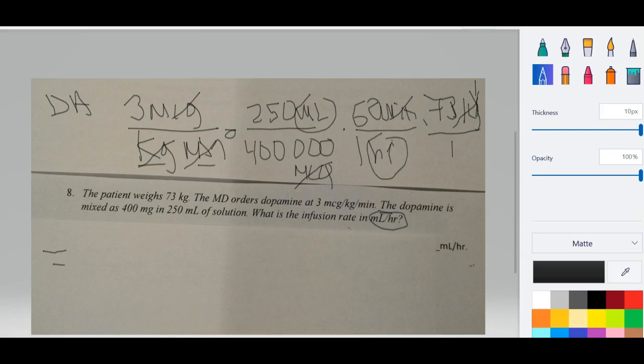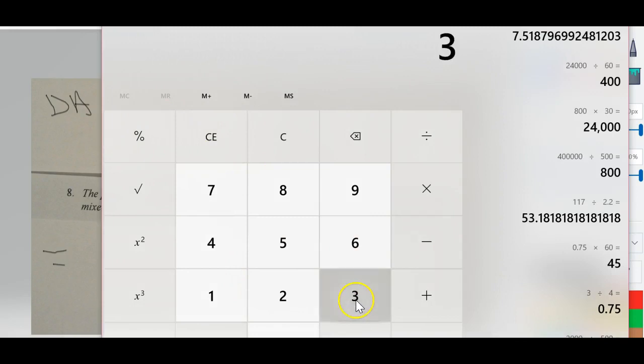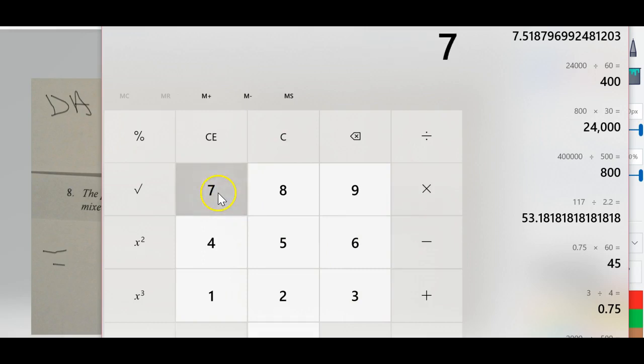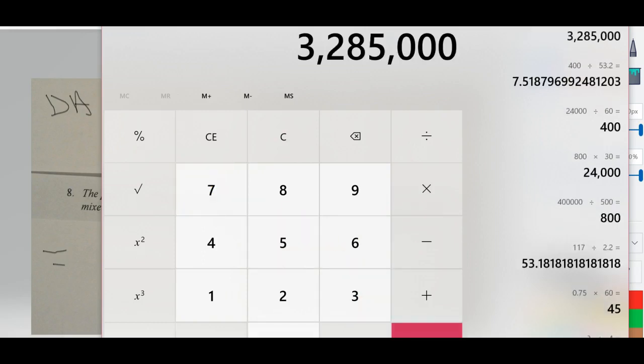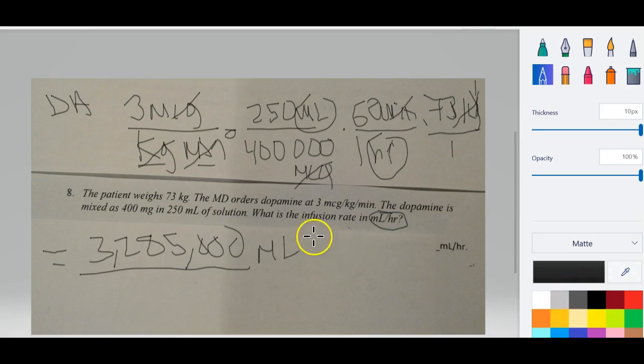Okay, so let's crunch this. This is 3 times 250 times 60 times 73. So we got 3 times 250 times 60 times 73 equals 3,285,000. And what do we got there? mLs over 400,000 times 1 times 1 is still 400,000 hours.